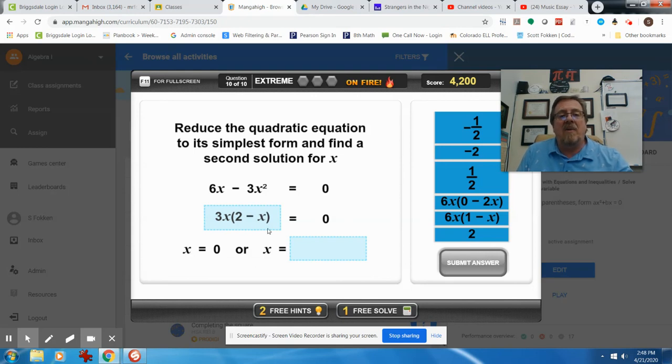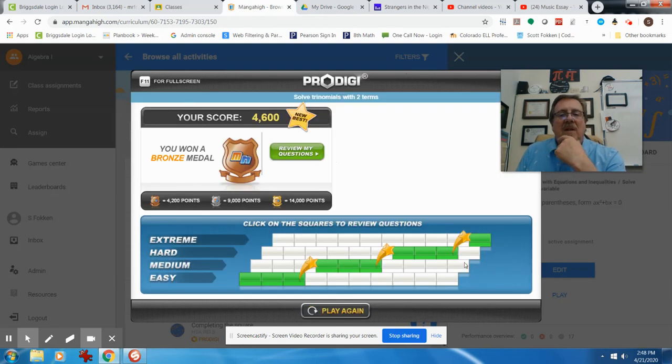Anyways, if 2 minus x equals 0, then we're going to get 2, right? So we can subtract 2 from both sides, but then we're going to have a negative x equals negative 2, and then divide by negative 1 to get a positive 2. And we're all the way through.